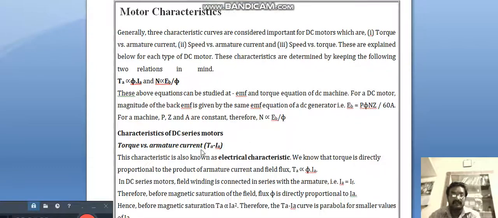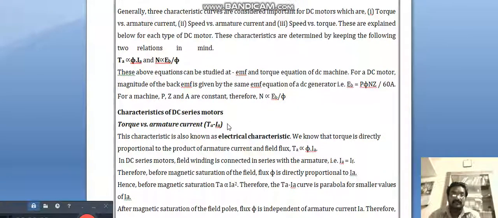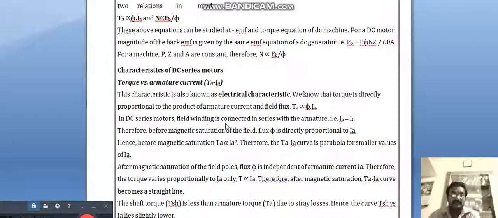Characteristics of DC series motors: torque versus armature current. This characteristic is known as the electrical characteristic. We know that torque is directly proportional to the product of armature current and field flux. That is, Ta is proportional to φ into Ia. So when the current value increases, Ta value also increases. When the φ value increases, Ta value will increase.